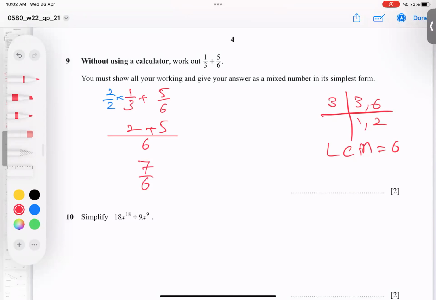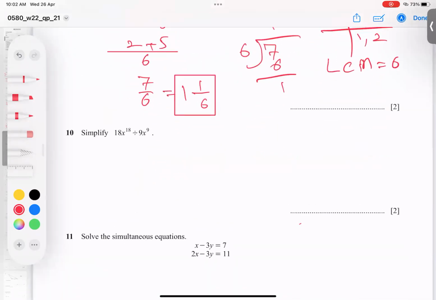And he said to give it in a mixed form. Mixed form, what is the technique? Leave 7 inside, 6 outside. 6 ones are 6. So how to write this? The top value, the quotient, will come before. This 1 is the remainder, which will go up in the numerator like this. And 6, the divisor, is coming in the denominator. And this is my final answer. So let's go for the next question.